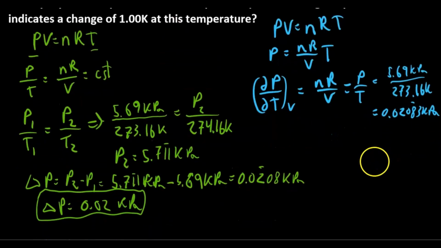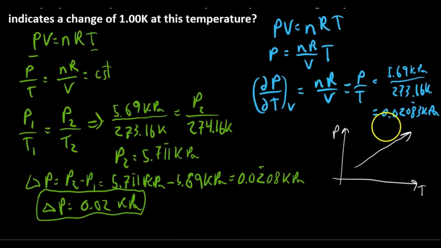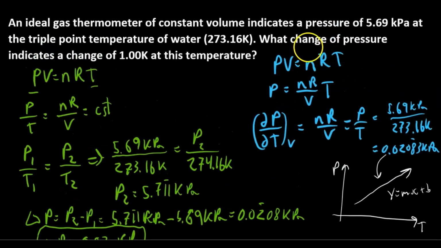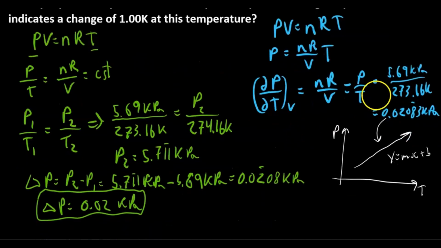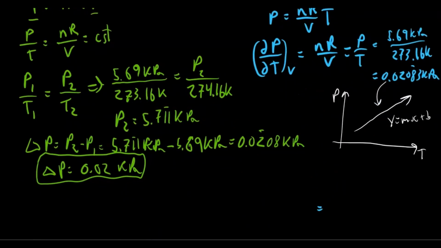If we looked at this on a graph of pressure versus temperature, this is a positive slope. It's going to go like this, and this is the slope here. This is like your y equals mx plus b, so this is your slope, the change of pressure over the change in temperature. And we want to know the change of pressure if the change in temperature is 1 Kelvin. So we can approximate this equation here.